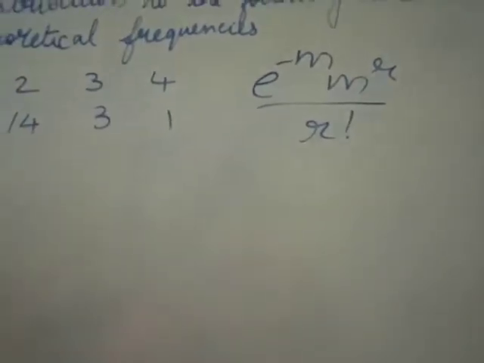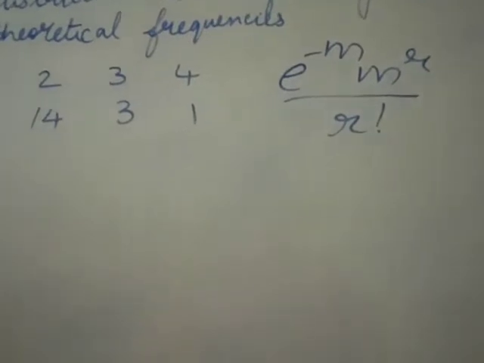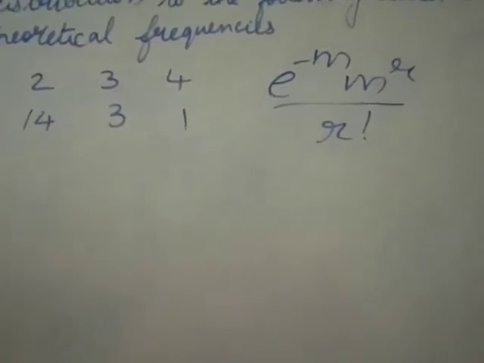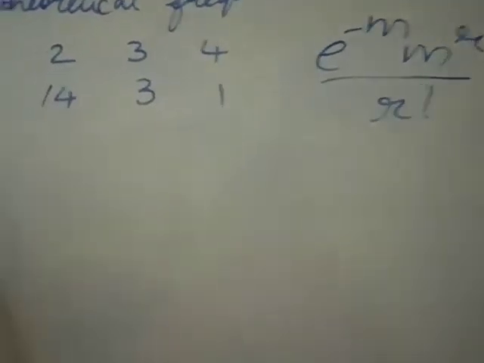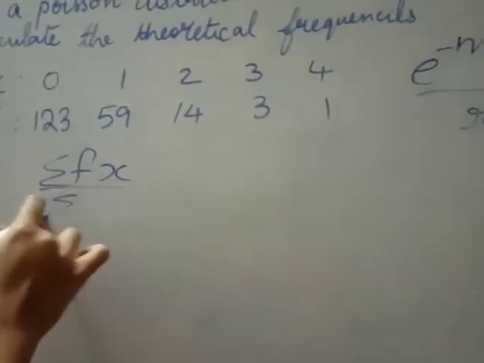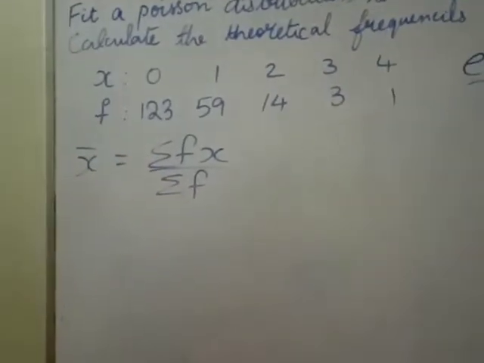First thing you have to calculate is the mean. They have given x and frequency, so it's easy to calculate the mean, isn't it? We have already studied this in the statistics subject. How to calculate the mean? It is sigma fx by sigma f, isn't it? That we have studied in our first year classes. Sigma fx by sigma f.